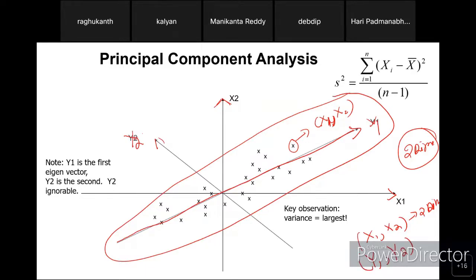So all the points are scattered around which direction only? See, originally it is 2-dimensional. It is scattered very well in x1 and x2 also. But after you rotate the coordinate system along y1 and y2, now you tell me in which direction the variance is high? You can type in the chat box also. When you rotate the coordinate system, what has happened to the data? So what has happened to the variance in the y2 direction? Do you see scatter in the y2 direction? No. So the scatter is in this direction, and the scatter in this direction. Now, what is your comment?